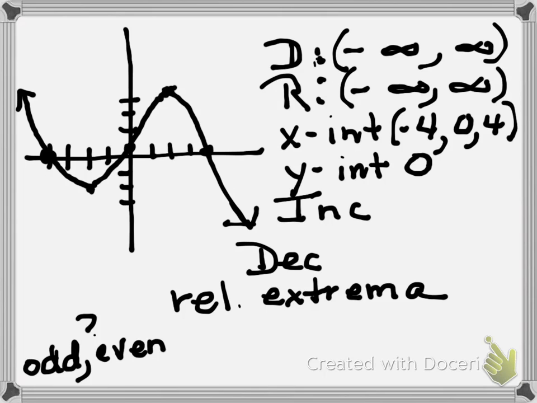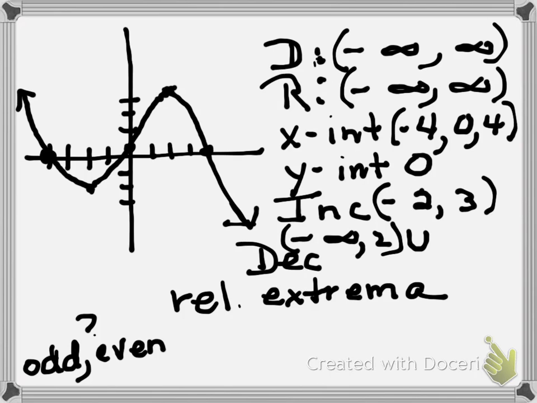Where is it increasing? From -2 to 3. Where is it decreasing? Okay, decreasing, it's coming down on the left from negative infinity to -2, or it's decreasing again from a positive 2 to infinity. So it's decreasing coming down here, it's decreasing down here, and it's increasing in here. Wouldn't it be decreasing from 3 to infinity? It's a minimum at -2, -3.